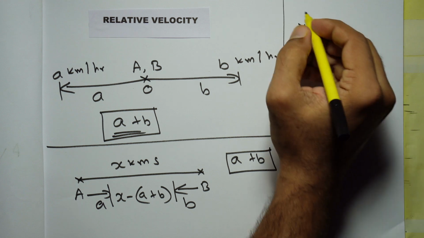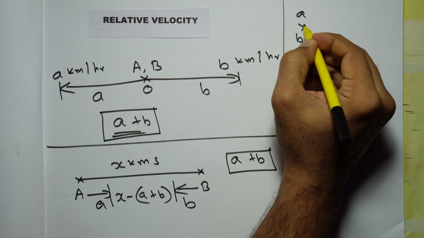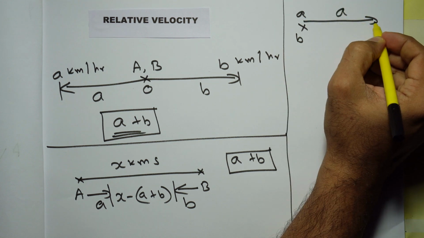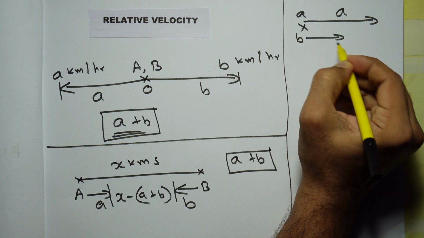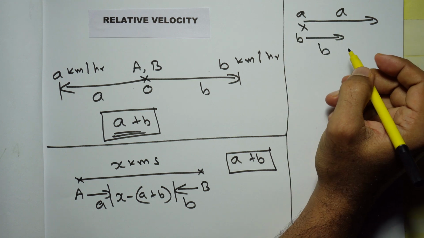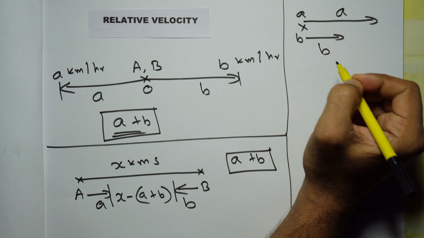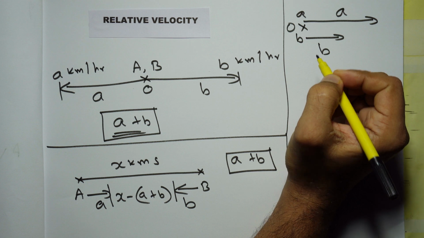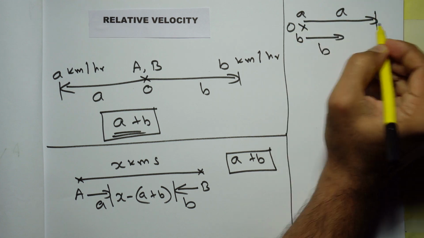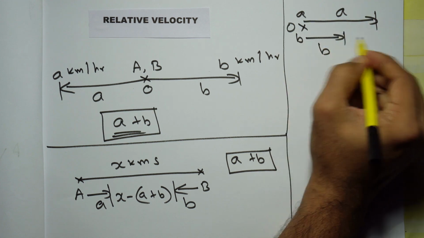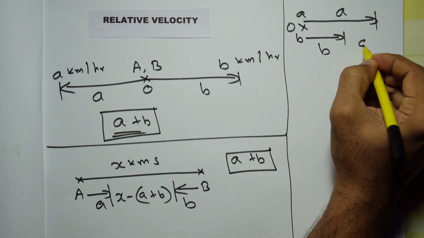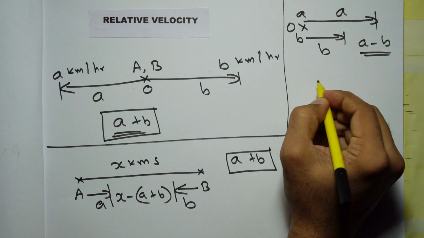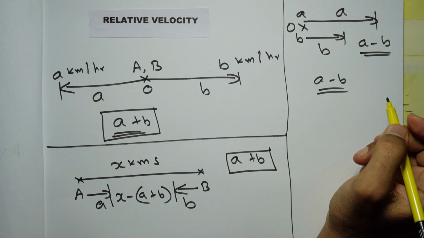You have a point here. A and B are both here at this point. Person A is moving in this direction at A kilometers per hour. B also in the same direction at B kilometers per hour. In this case, what is the relative velocity between A and B? Initially they are both here, so distance between them is 0. A in 1 hour will do A kilometers, B will do B kilometers. So after 1 hour distance will now be A minus B kilometers. So in this case relative velocity is A minus B kilometers per hour.